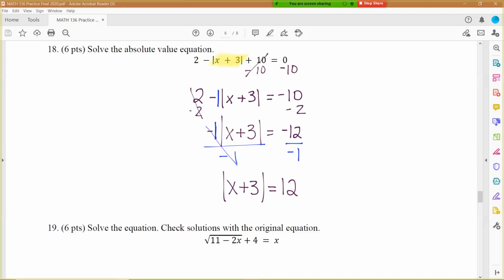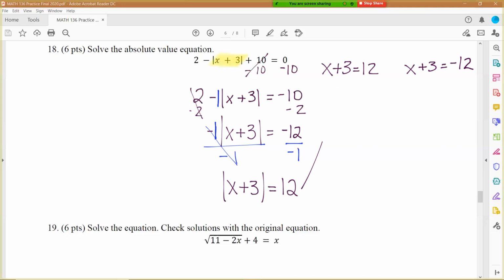Once you get your absolute value bars by themselves, there's no negative signs in front of it, and no numbers hanging out after it before the equal sign. This is where you make the split into 2 problems. We're going to solve x plus 3 equals 12, and then x plus 3 equals -12. So those are the 2 problems we're going to solve.